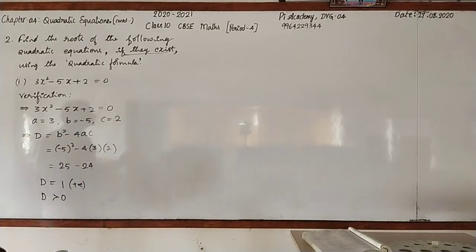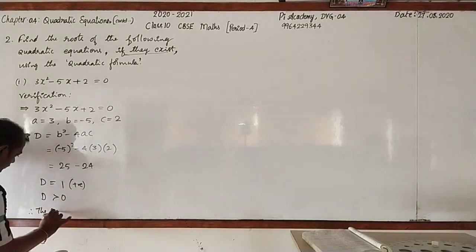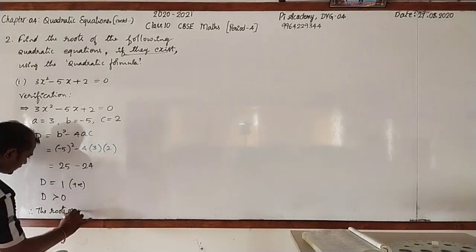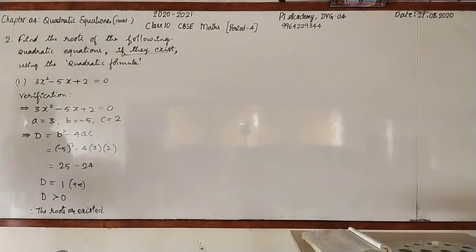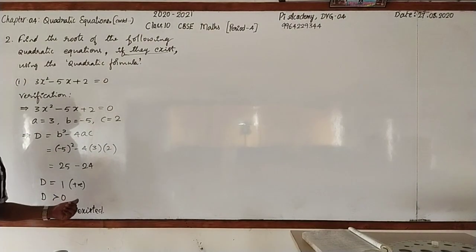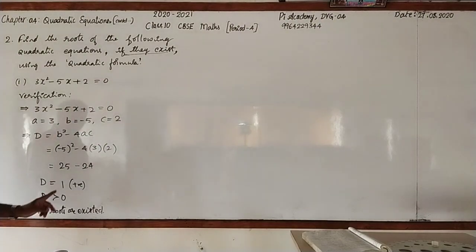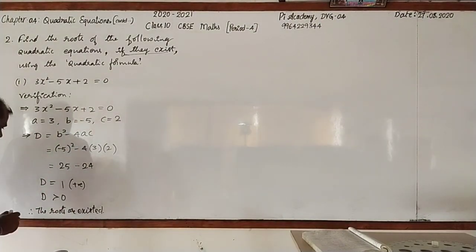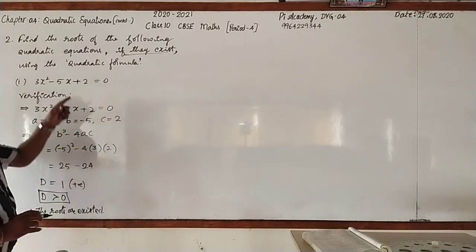Then what do you say about the existence? Whether roots will be existed or not? Yes. Therefore, the roots are existed. They are not asked the nature of the roots. If it were the nature, then you could have written real and distinct. But here they have asked if they exist. Yes, roots are existed. If roots are existed, then what should be done?